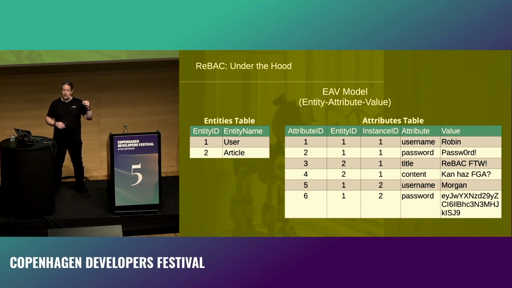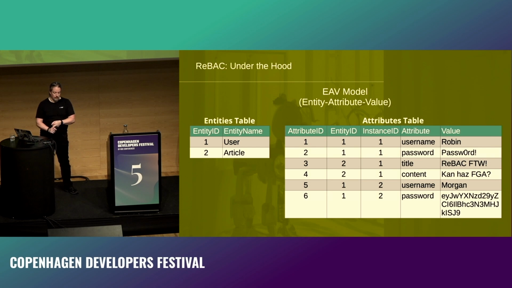And then the middle two rows we can see are for entity ID 2. So this represents an article. Then it's article ID 1. So even though Robin's data at the top is instance ID 1, so is the article, but this is of type article. So again, there's a uniqueness about those two in the middle. They're for article 1. And we can see the title for article 1 is ReBAC for the win. Content is: can has FGA, fine-grained access control.